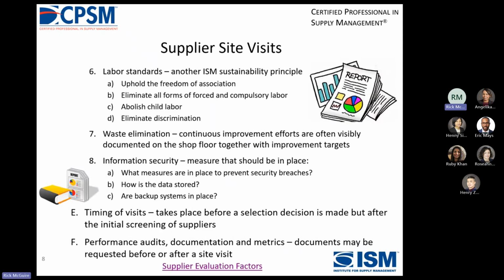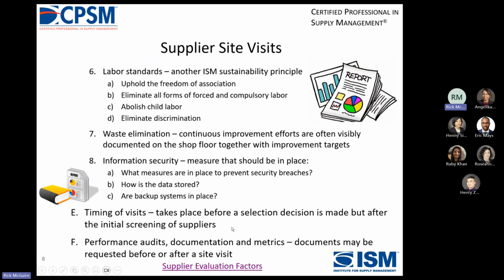Labor standards: uphold the freedom of association, abolish child labor. These things are usually not a problem in North America. If you're in some parts of Asia and certainly Africa, they can be a big problem. Waste elimination. They're trying to get rid of wasted movement, wasted material. Information security, much bigger deal these days.